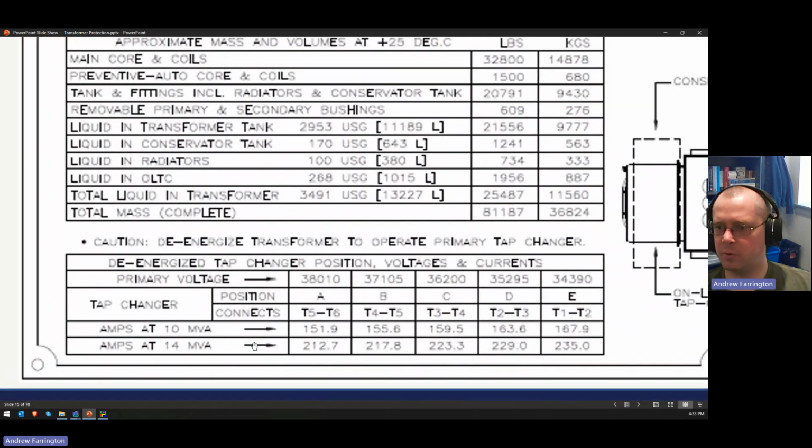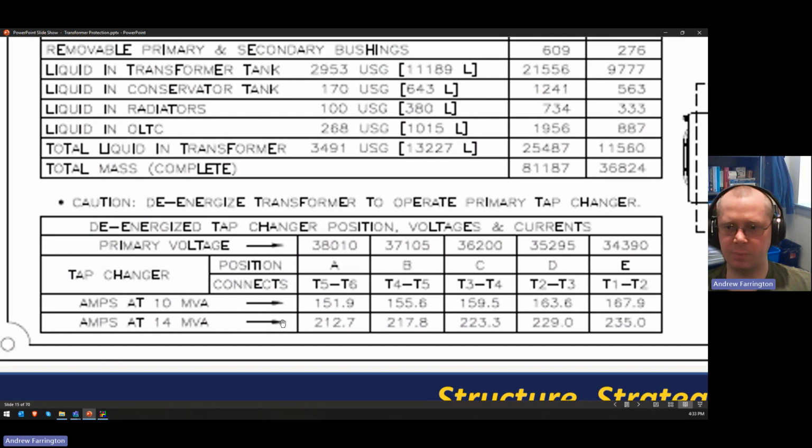Here is a table that shows the different no load tap changer positions. So it says de-energized tap changer position voltages and currents. We'll cover what these connects mean when we get to, I think, the next slide, but basically there were, for this particular transformer, 5 positions. That's pretty common. C is the neutral or rated voltage, and then you can go plus or minus 5% of that nominal rating. And that actually changes your current rating for the transformer as well.